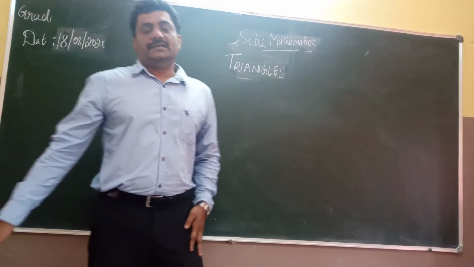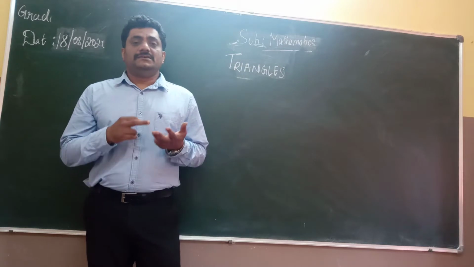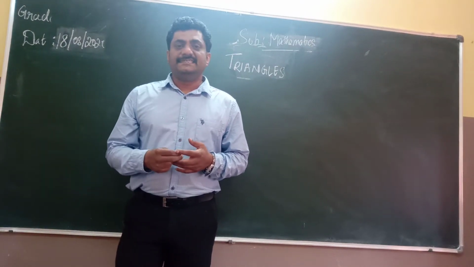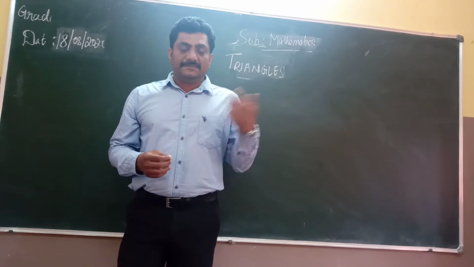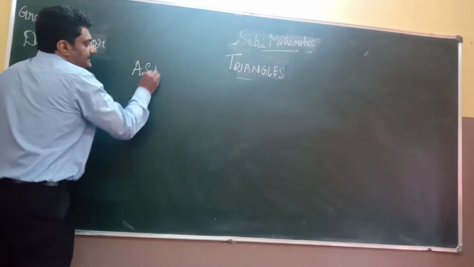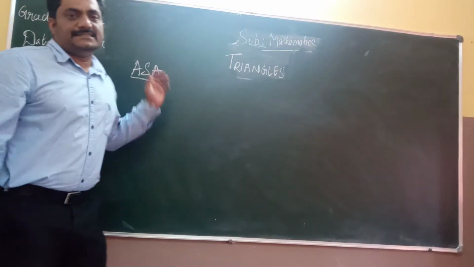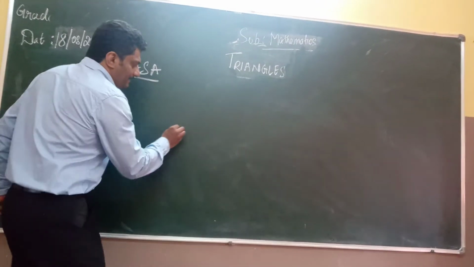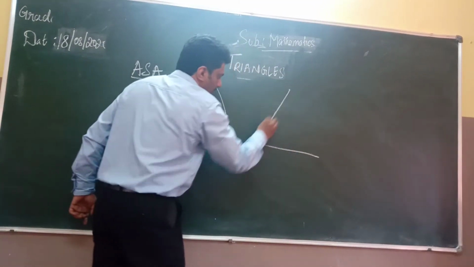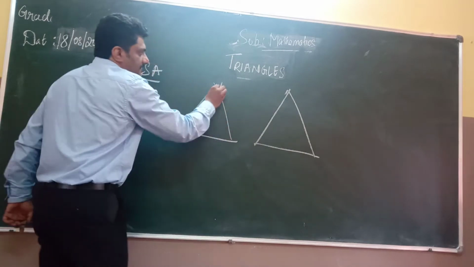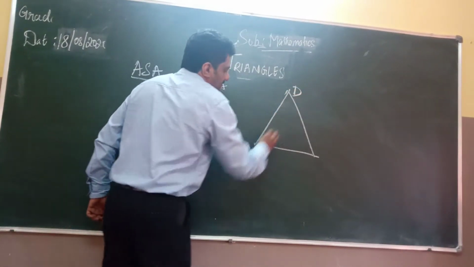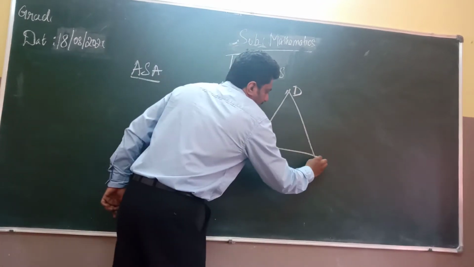Now, in previous class, we were doing a criteria of SAS. What is SAS? Side, angle, side. Similarly, in this class, we have something called ASA. Now, what is ASA? I have two triangles like this. This is A, B, C. This is D, E, F.